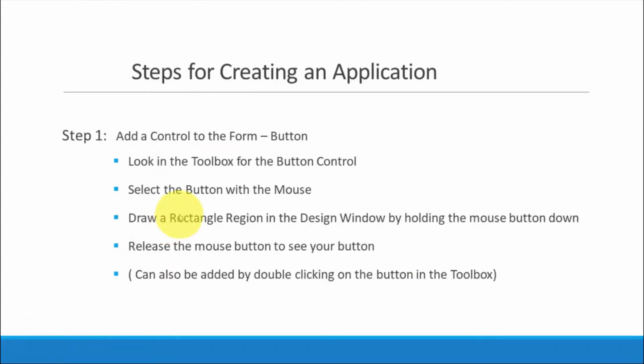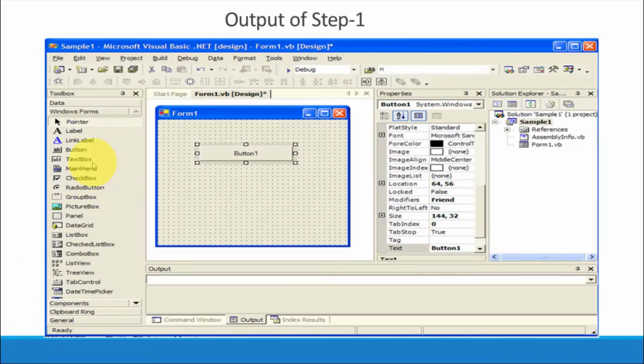So what are the steps? Look into the toolbox for the button control. Select the button with the mouse. Draw a rectangle region in the design window by holding the mouse button down, and release the mouse button to see your button. It can also be added by double clicking on the button in the toolbox. Whenever you double click, it will automatically come to the form, or you can drag the element into the form. This way, whenever you press and drag it and release, the button will be displayed here. This is how our IDE will look.